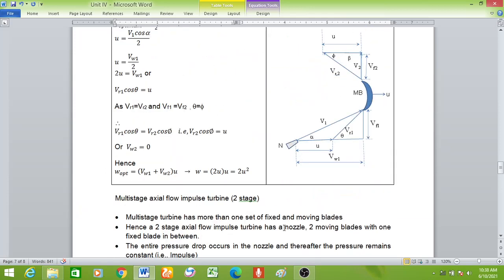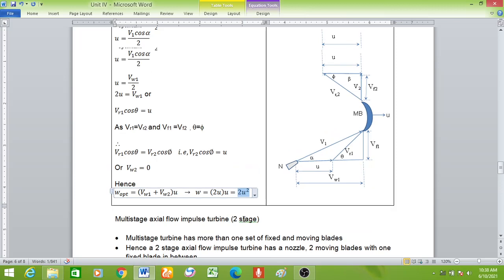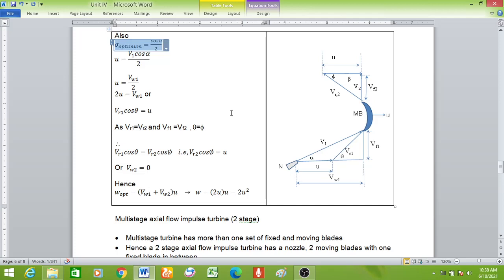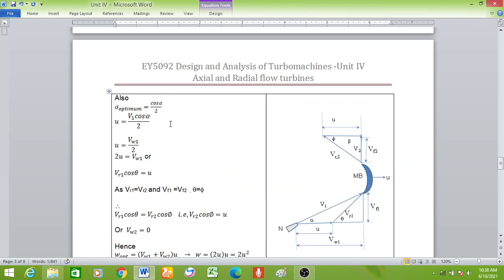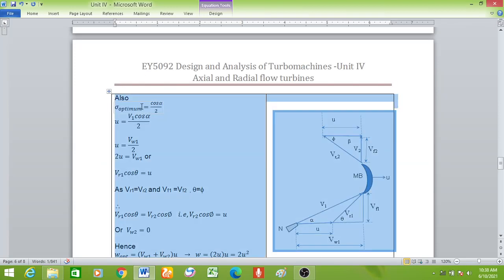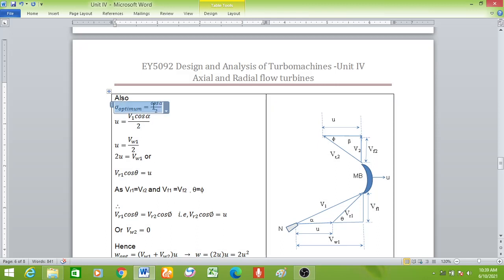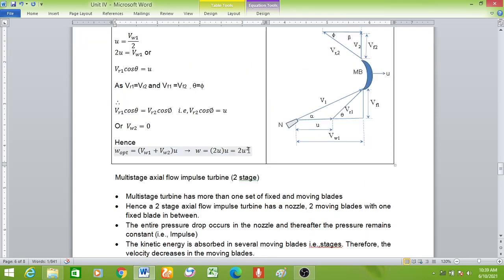And you see, for a single stage the optimum work, that is under maximum condition, is 2u squared, and the speed ratio is cos alpha by 2. The maximum blade efficiency is cos squared alpha. Here there is no need to put 1 because we have only a single stage. So the maximum blade efficiency is cos squared alpha, the speed ratio is cos alpha by 2, and the work is 2u squared.